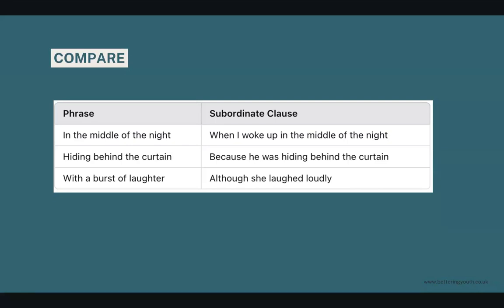Welcome back. Here we go, comparing phrases and subordinate clauses. Phrase: with a burst of laughter. Why do we know that is a phrase? If you reasoned that it's because there's no noun or no subject, then you are correct. Subordinate clause: although she laughed loudly. If you identified the I saw a wubub conjunction as although, as well as the subject being she and the verb being laughed, well done you, you are off to the races.